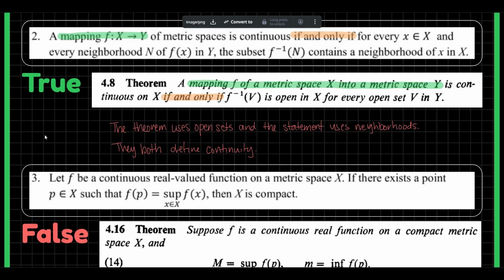For number two, I chose true because the theorem that I found is using open sets, and the statement here uses neighborhoods, but they both define continuity. So I chose true for number two.